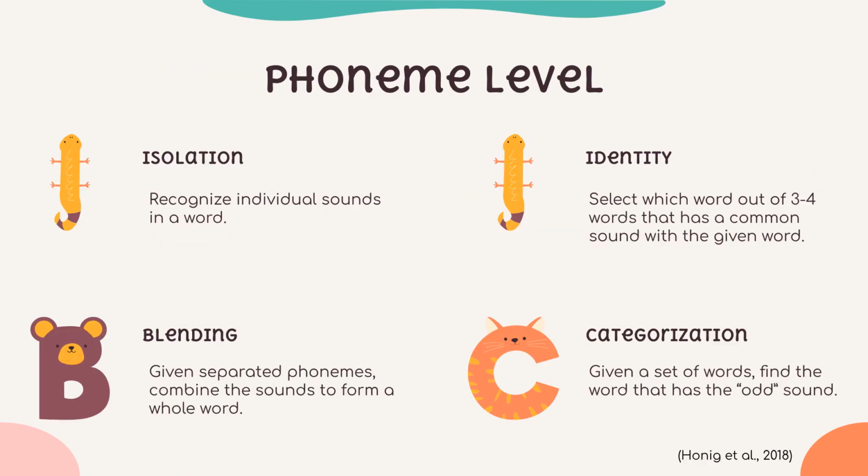At the phoneme level, we want students to be able to understand isolation, which is recognizing individual sounds in a word. We want them to be able to understand identity, which is when you select which word out of 3 to 4 words has a common sound with a given word. We want them to understand blending, which is when you're given separated phonemes and able to combine the sounds to form a whole word. And we want them to be able to understand categorization, which is when you're given a set of words and you need to find the word that has the odd sound, so the sound that doesn't go with the other words in the group.